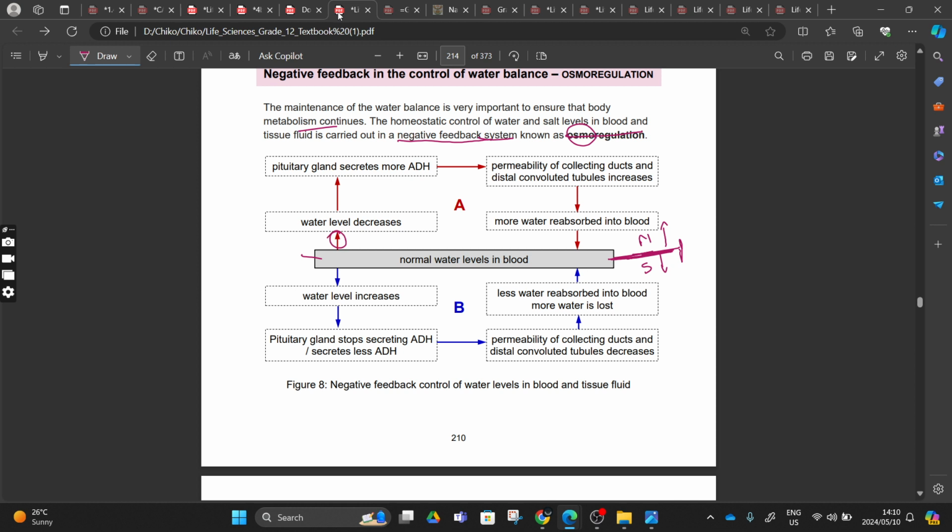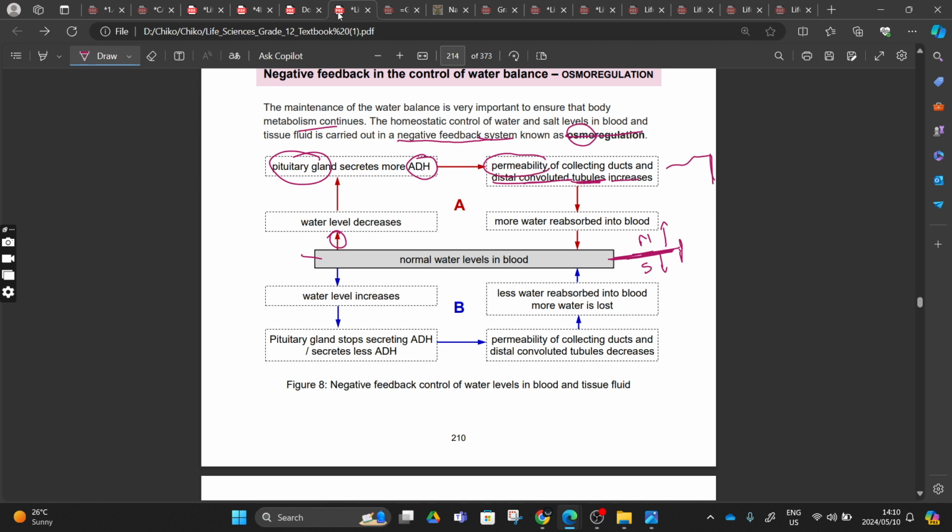We need ADH. The moment I said we have low water, it means that we are going south. Someone has to come up with ADH. Low water, I need ADH. Hence ADH is going to be produced where? In our pituitary gland. Then from our pituitary gland, we know where the ADH is going to do its job, right? In our tubules there, the distal convoluted tubule and the collecting duct, right?